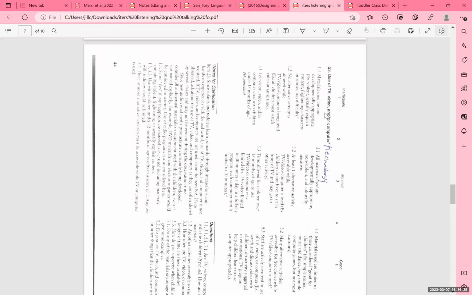So here is the ITERS chart for our listening and talking sections. Just use the chart that is here. We're going to look at the use of television section. So be mindful, this is just a tip. Everything under the ones section should be a no. So it may seem like a double negative, but it just means that you should not see these things happening inside of your classroom. So for example, 1.1 says materials used are not developmentally appropriate. So your answer should be no, because the materials used in your classroom are developmentally appropriate.